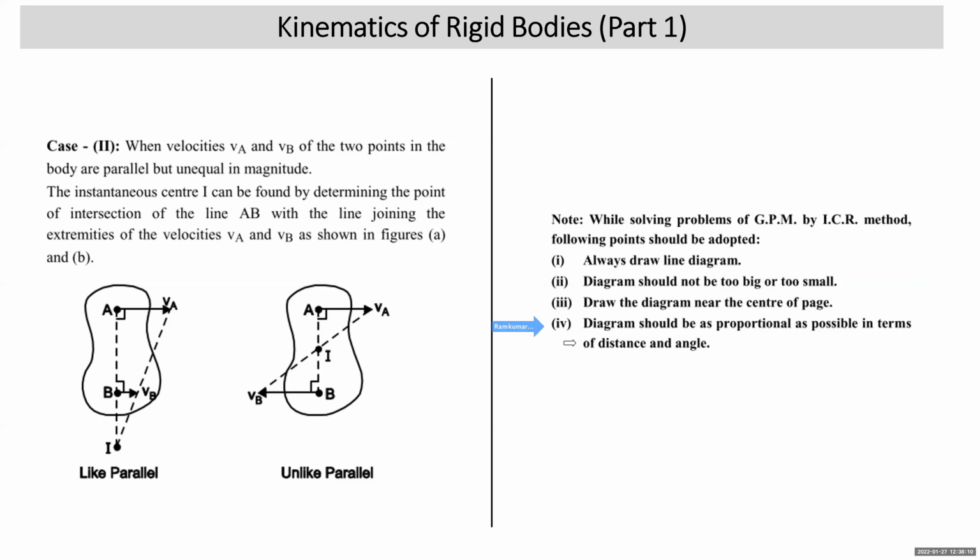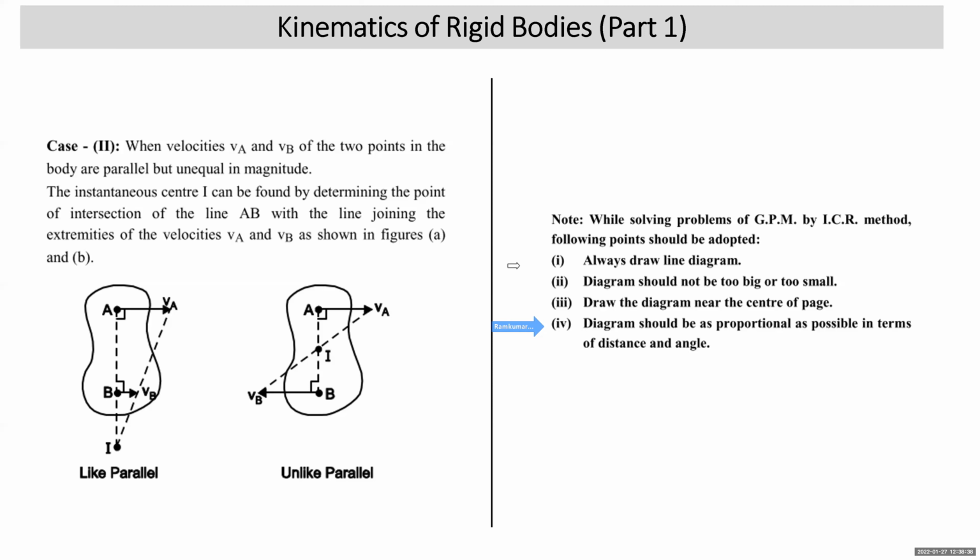Fourth, the diagram should be as proportional as possible in terms of angle and distance. You should draw the diagram in such a way that it is proportional in terms of distance as well as angle. So students, with these precautionary notes, I hope you have noted these points. Keeping all these 4 points in mind, we'll start solving the problems of GPM by the ICR method.